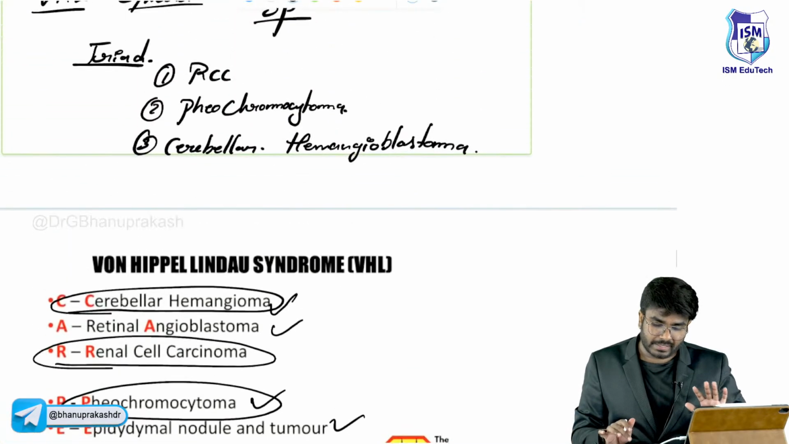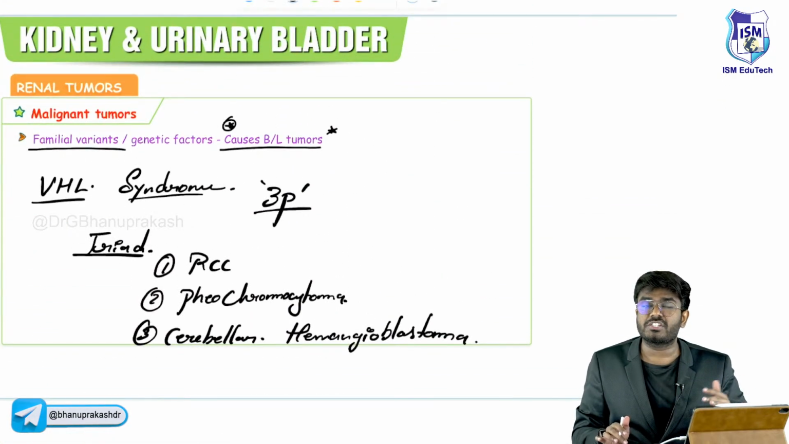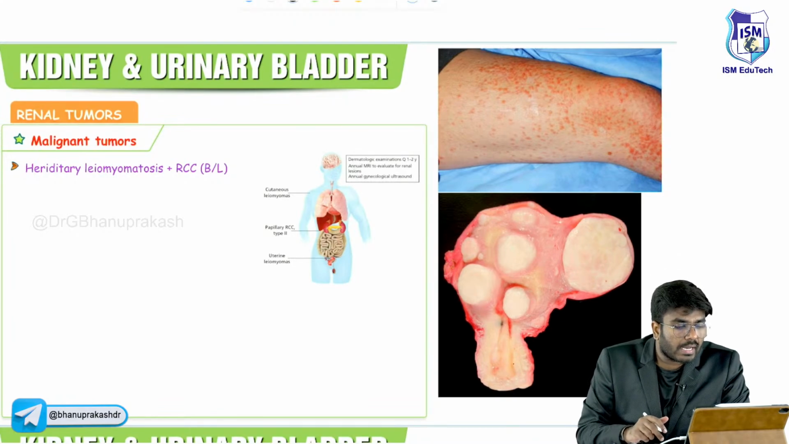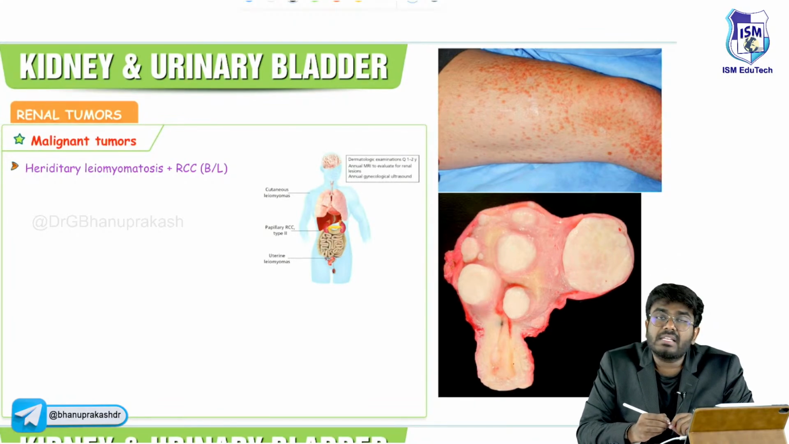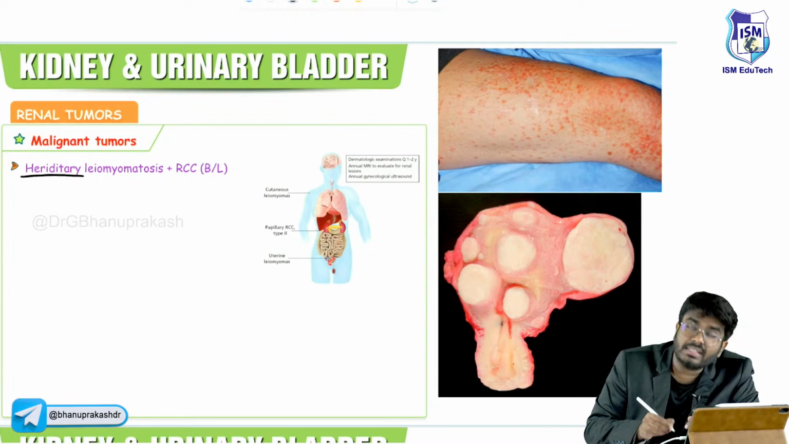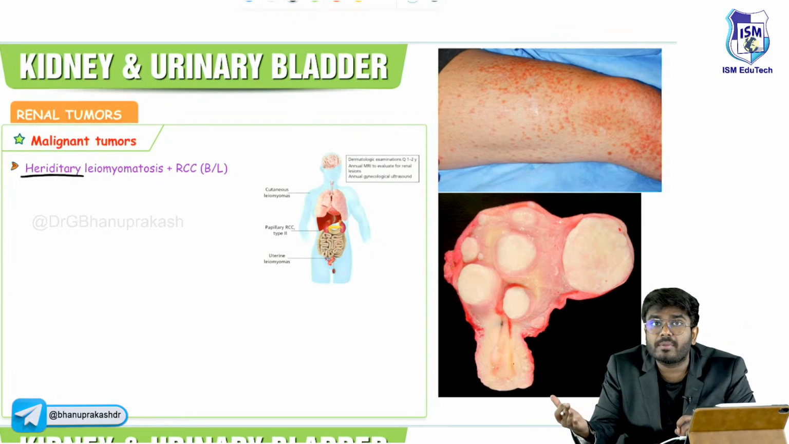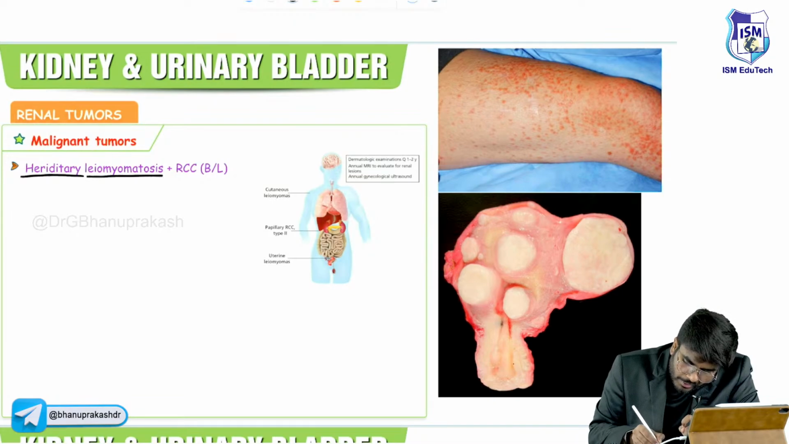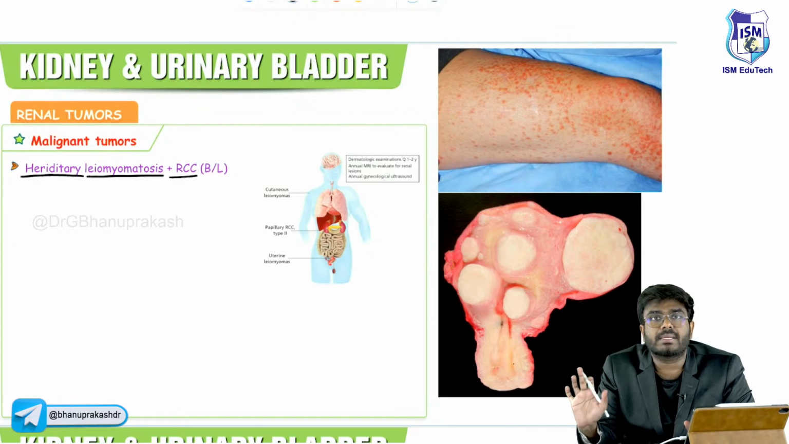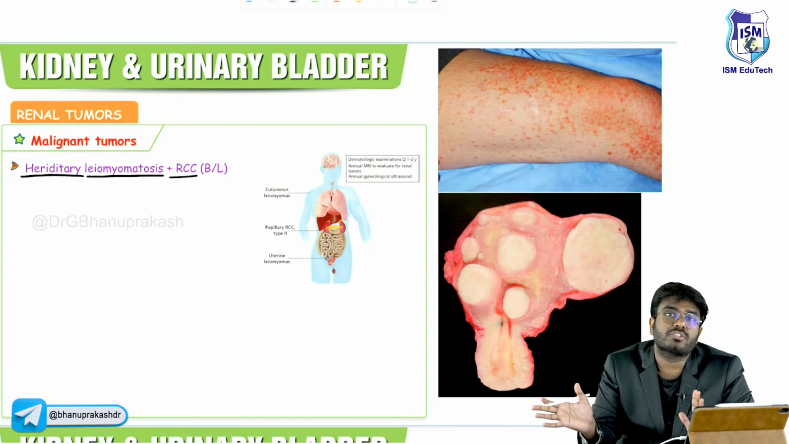Okay, this is the familial von Hippel-Lindau syndrome, deletion of chromosome number 3p, can cause bilateral renal cell carcinomas. So the other familial variant, which I am discussing here, is hereditary. See, in the name itself, it's hereditary, coming in the families. Hereditary leiomyomatosis with bilateral renal cell carcinomas. It's one single thing.